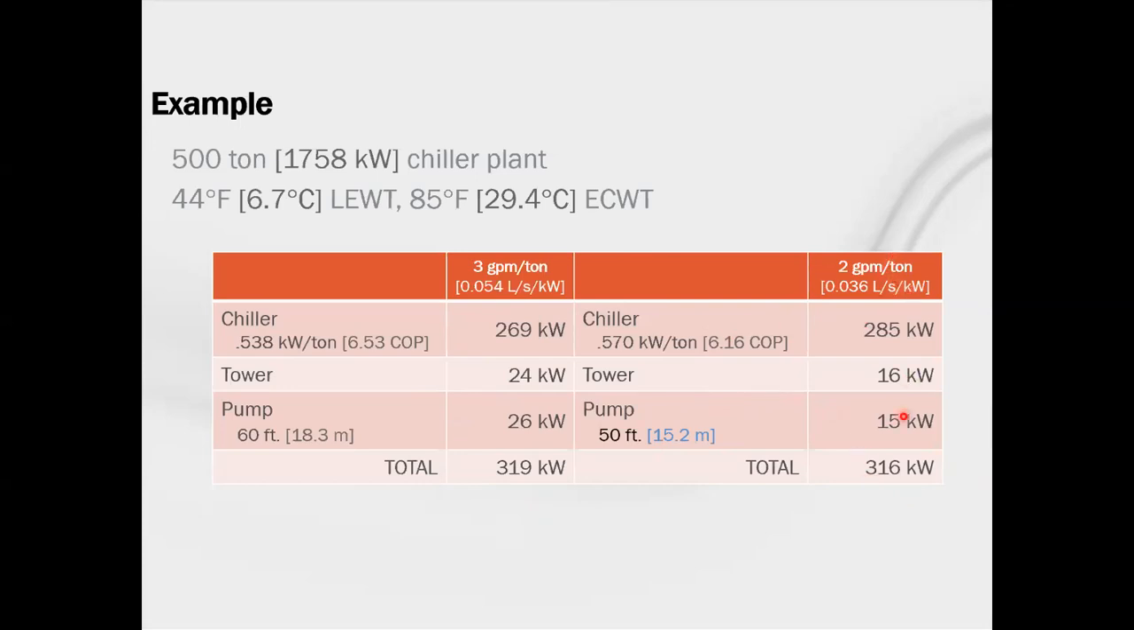And by this 2 GPM per ton, what you are further achieving is that you are able to downsize your piping. If you downsize your cooling tower, you can downsize your pump. So your first cost can also be reduced.